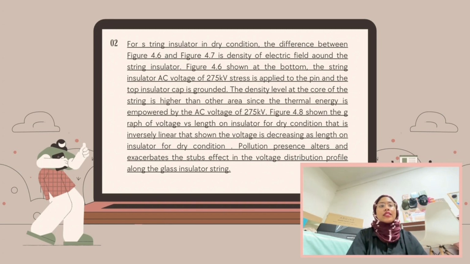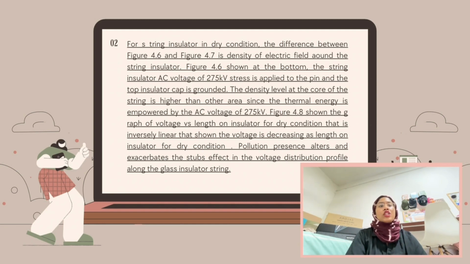Figure 4.6 shows at the bottom, the string insulator AC voltage of 275 kV stress is applied to the pin and the top insulator cap is grounded. The density level at the core of the string is higher than the other areas since the thermal energy is empowered by the AC voltage of 275 kV.